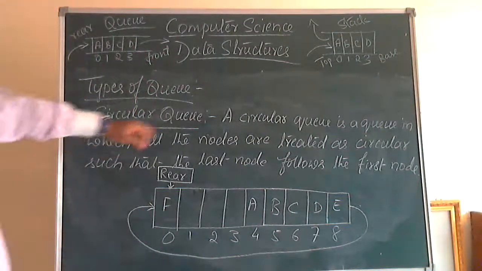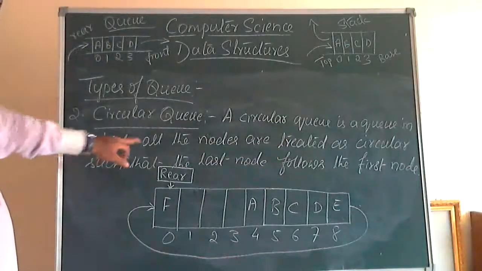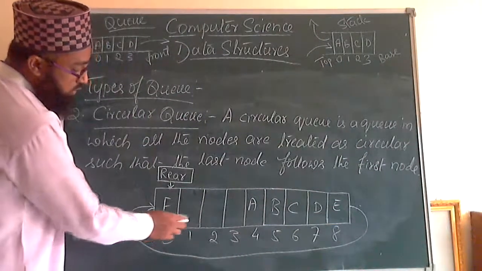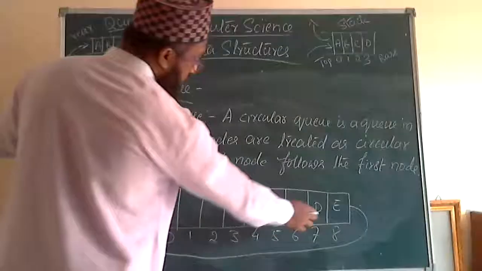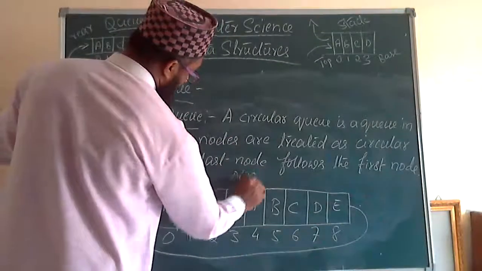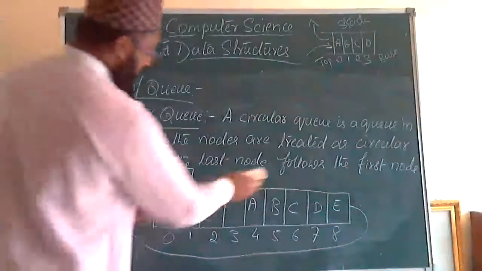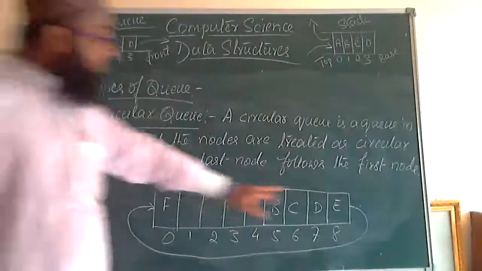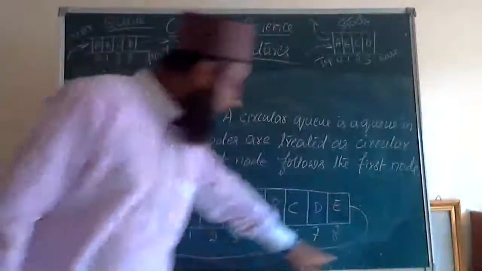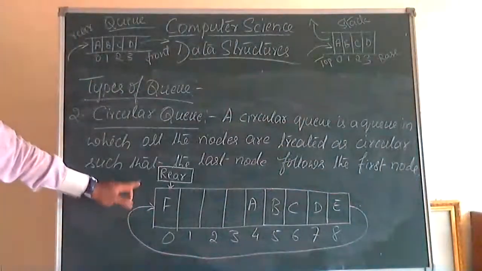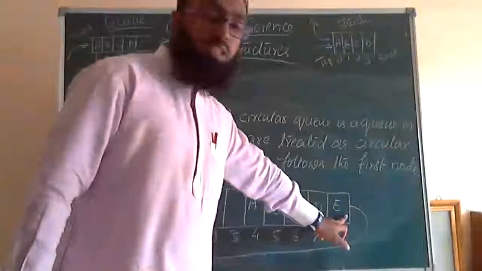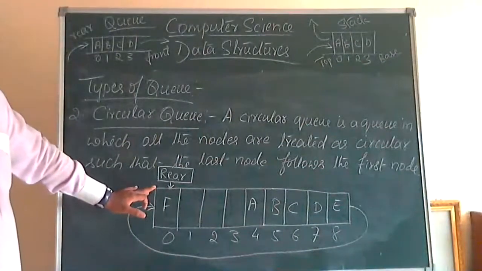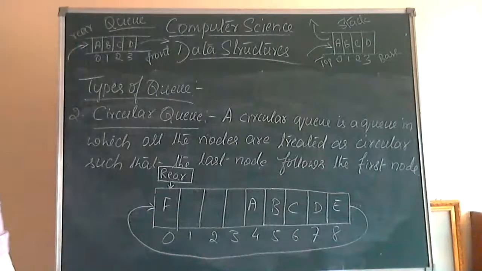Look here. A circular queue is a queue in which all the nodes are treated as circular. Think of these things as nodes. This is node 0, node 1, node 2, node 3, node 4, node 5, node 6, node 7, and node 8. Each node is circular, and here the last node will again be connected to the first node. It means the item which is removed from this queue is again inserted into the same queue from the rear end.